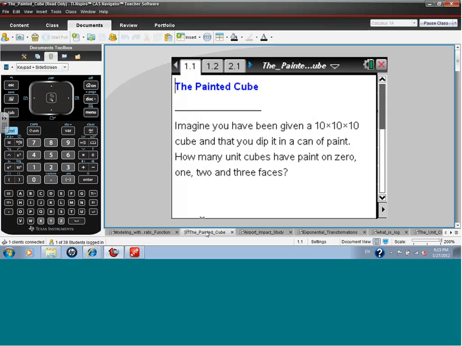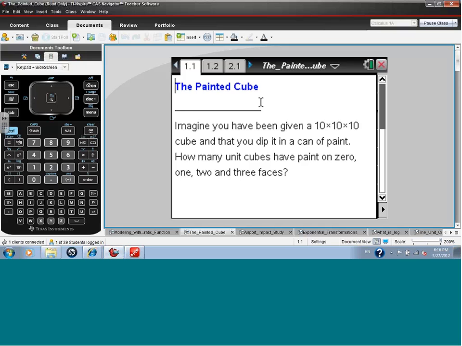This one is called the painted cube. It's an Algebra 2 activity, and it's a good way to get students conjecturing and looking for patterns and interacting with another mathematical object. So the initial question that is asked is, suppose you're given a 10 by 10 by 10 cube and you dip it in a can of paint. How many unit cubes have paint on perhaps 0 faces? Or you might ask the question, how many unit cubes have paint on 2 faces or 1 face or 3 faces?